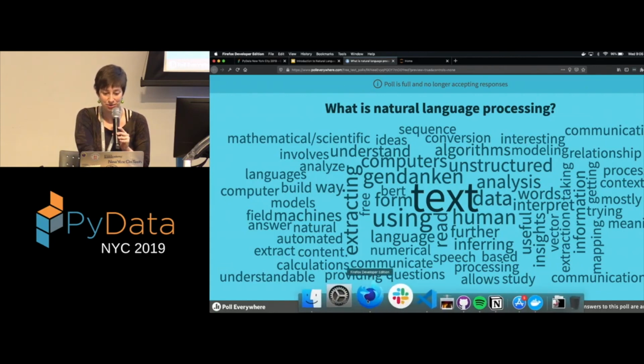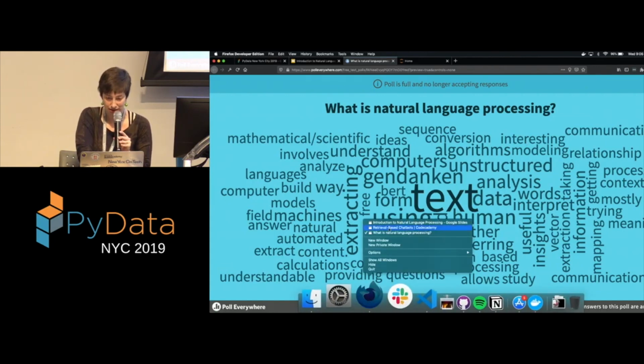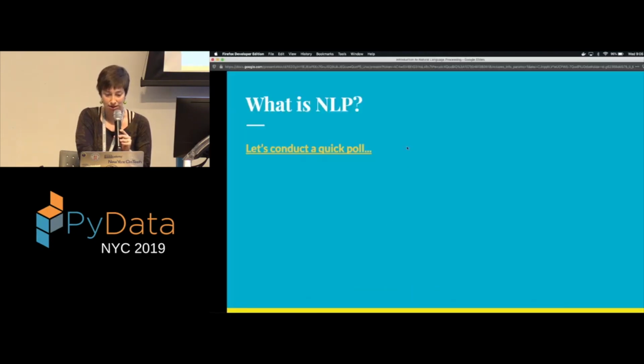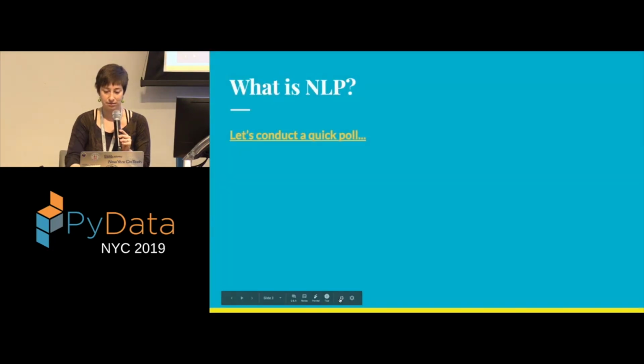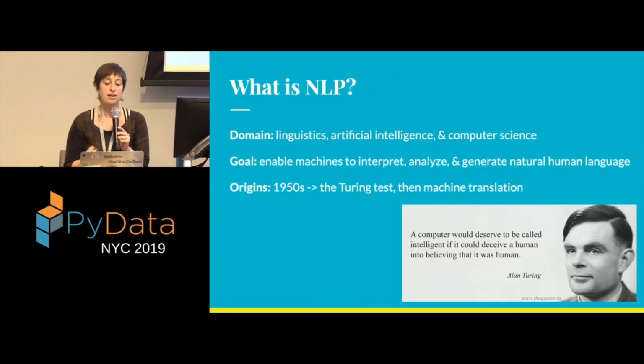I'm going to get back into the slides here. I'm going to get back into full screen. So what is NLP? NLP is a domain at the intersection of linguistics, artificial intelligence, and computer science, with the goal of enabling machines to interpret, analyze, and generate natural human language. So you'll sometimes see natural language understanding, as well as natural language generation, both can fall within the confines of NLP.